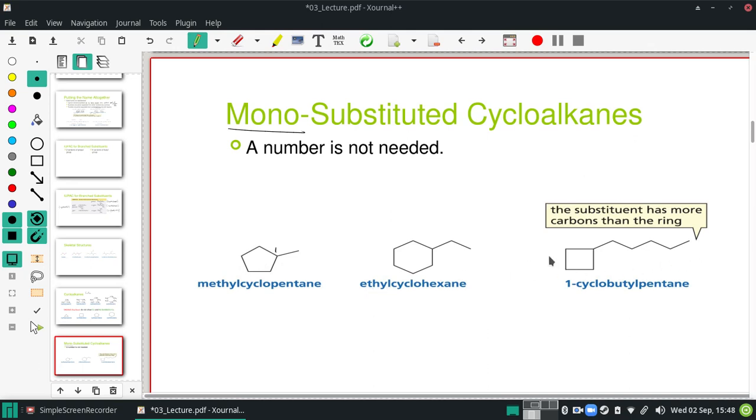Now, this last one is kind of interesting. See how it says the 1 in front of it? Well, that is because they decided not to make the ring the backbone. Since there are 1, 2, 3, 4, 5 carbons over here, they decided that that is the backbone.